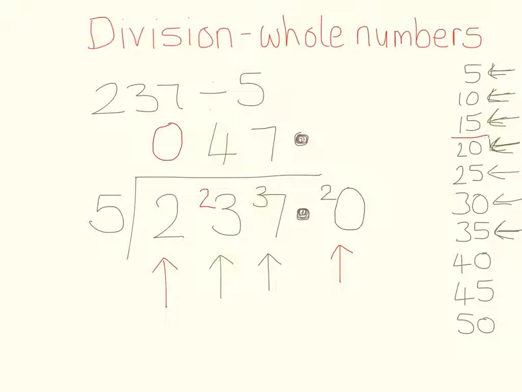How many groups can I make out of 20? Well, 20 is an answer in the 5 times table, so I can get rid of all of them, and it's 1, 2, 3, 4 groups. So actually 237 divided by 5 is 47.4.